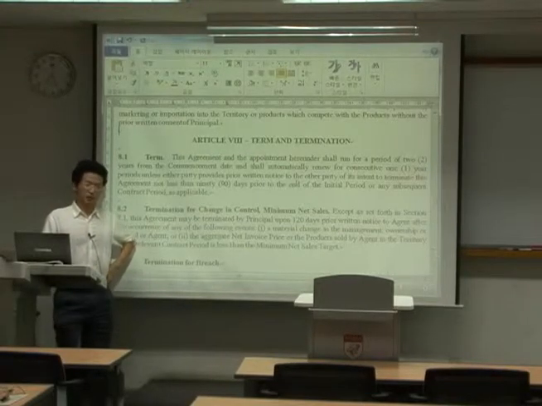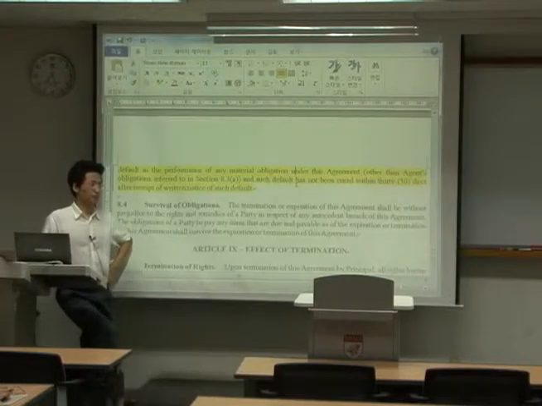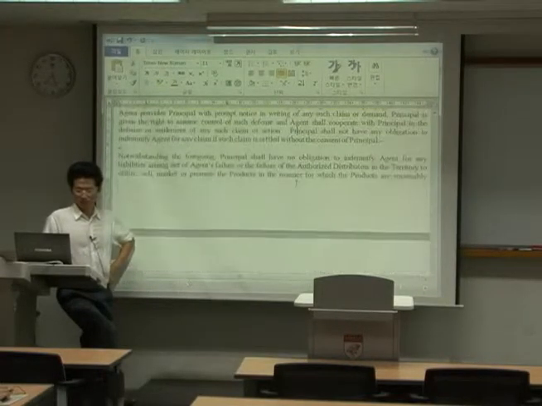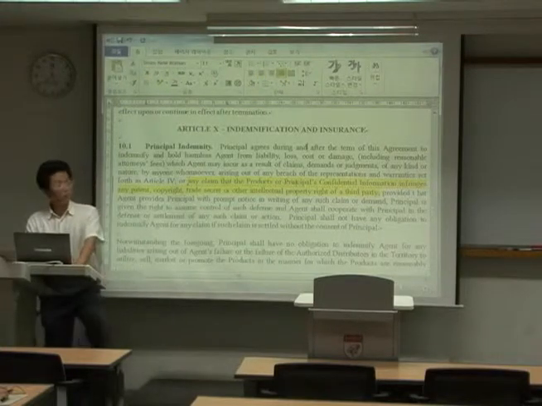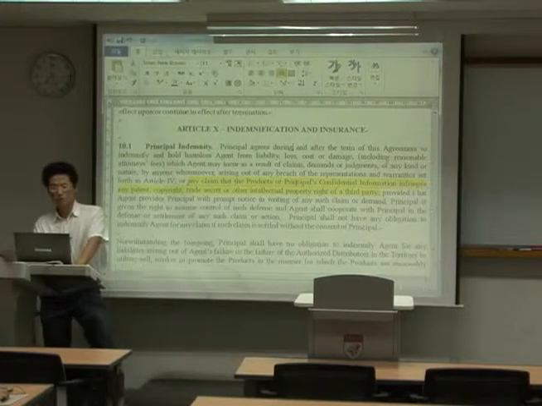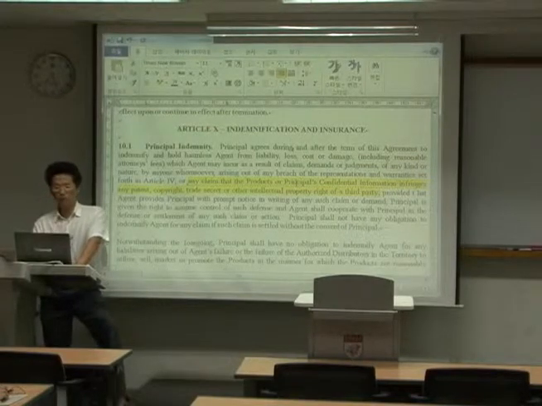There is no such provision. Well, there is something in 10.1 that starts with the principal agrees to indemnify and hold harmless. Let's read what it says.